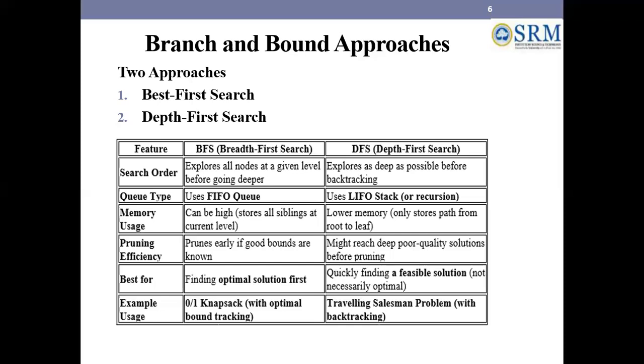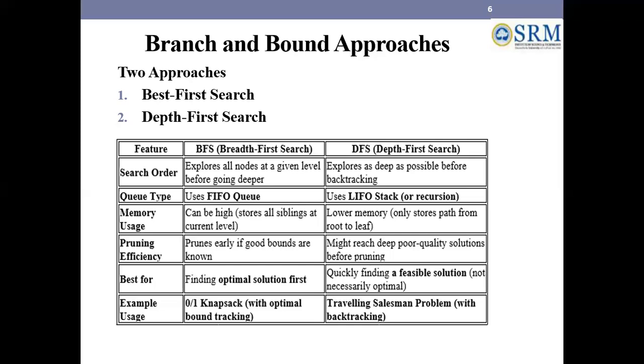And memory usage. Here, in BFS, it stores all sibling details at the current level, so it needs more memory. But in the case of DFS, it has details about only one path, so it requires less memory compared to breadth first search.